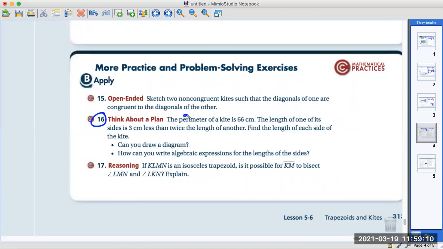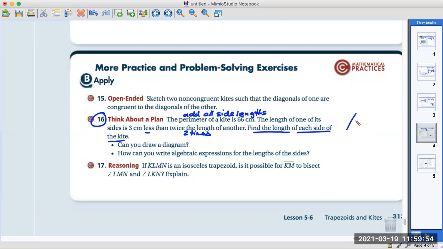The perimeter means you add all sides, side length. That's what perimeter is. And so it says here, the length of one of its sides is 3 centimeters less, which is minus, than twice the length, 2 times. Twice is 2 times the length of another. Find the length of each side of the kite. Can you draw a diagram? How can you write algebraic expressions for the length of the side? So I'm going to get you started, see if you can finish that.